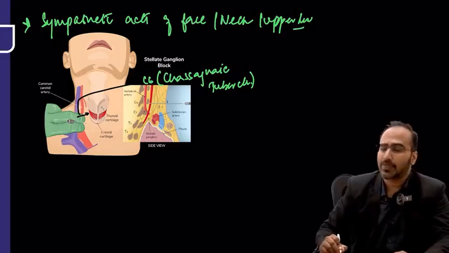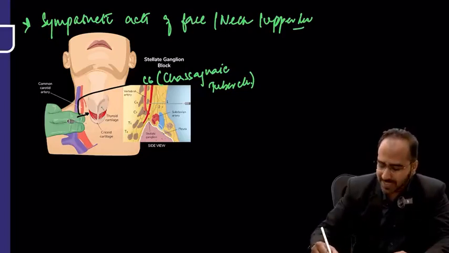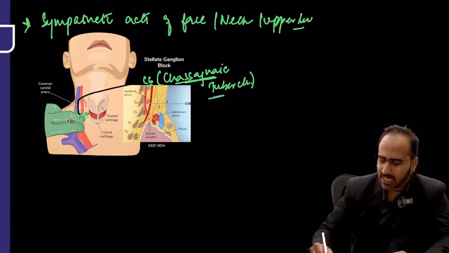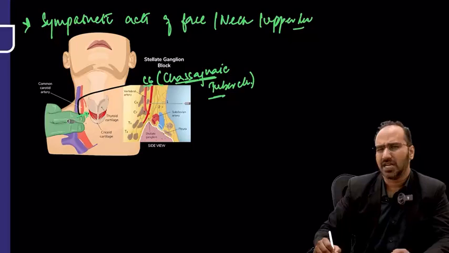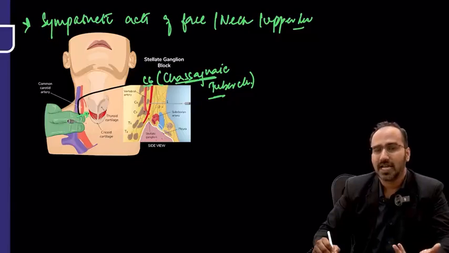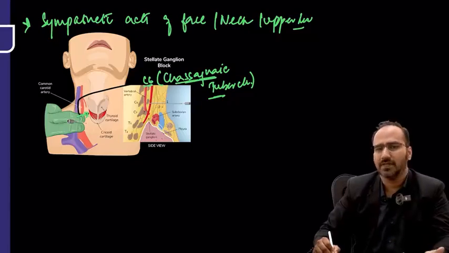Where is stellate ganglion present? Stellate ganglion is present anterior to the border of C6 vertebra, where you find a tubercle called Chassaignac's tubercle. Okay? Some anesthetists pronounce it differently. Anyway, any which ways, guys.